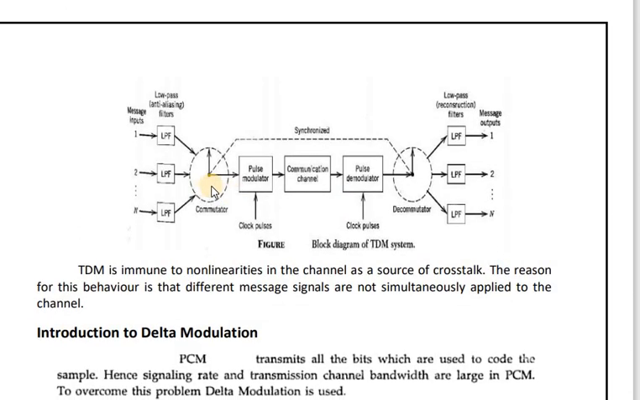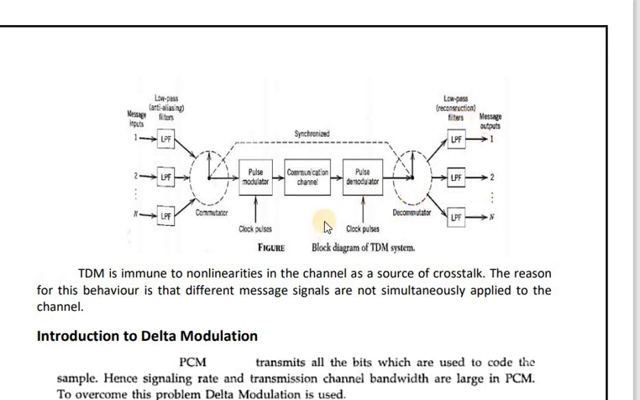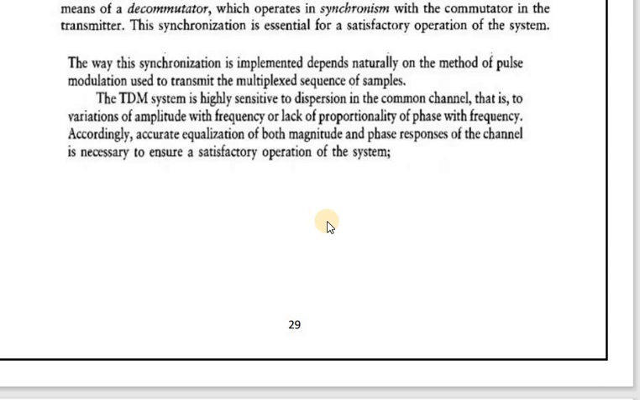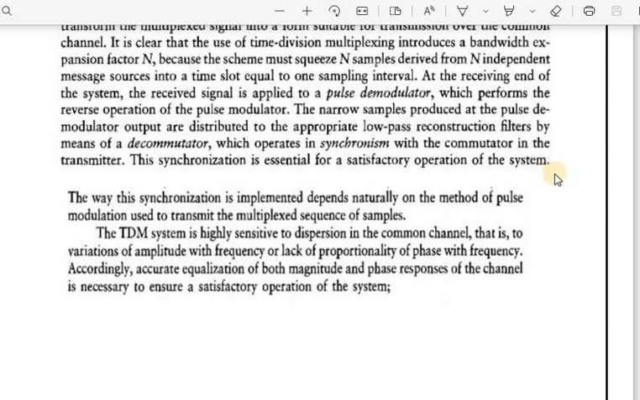This synchronization is essential for the satisfactory operation of the system. If there is no synchronization between the commutator and the decommutator, you will not get the proper output signal. Whatever message you have given at the transmitter, that proper output cannot be obtained at the receiver. So synchronization is very important.